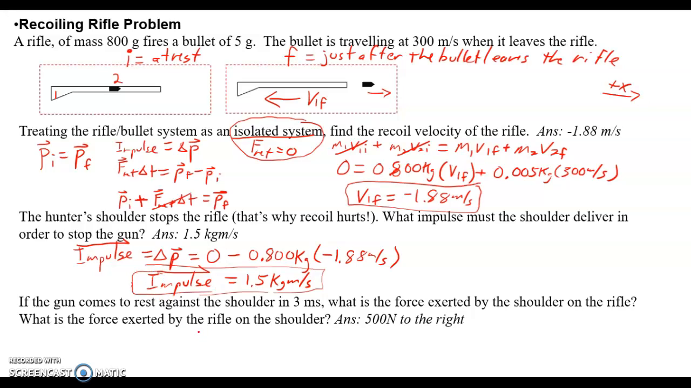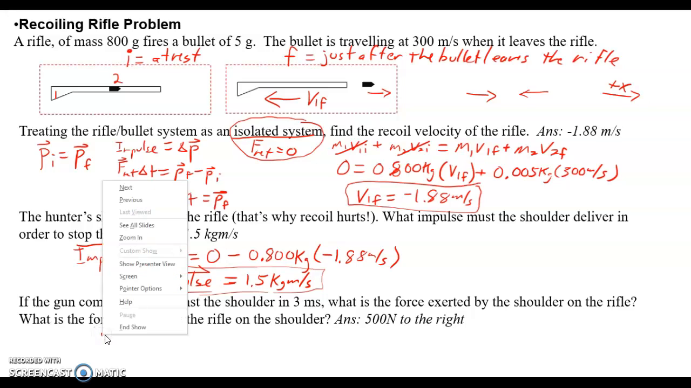Now we can figure out what the force is. I was going to note that the impulse came out positive, and so the gun was moving to the left, but the shoulder provides an impulse that is to the right in order to stop the gun. And this will make even more sense perhaps when we calculate the force.